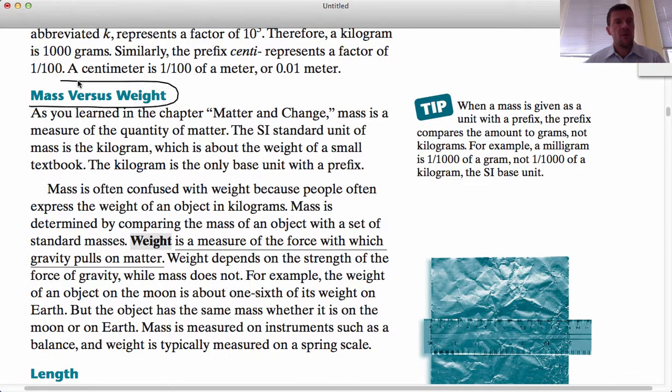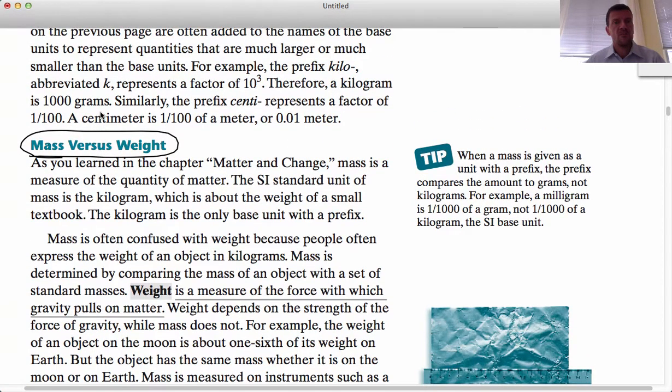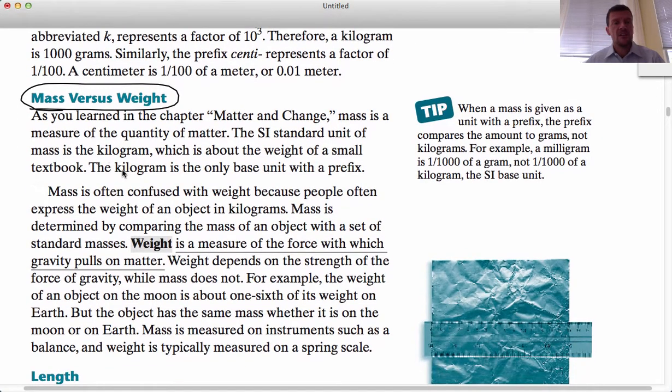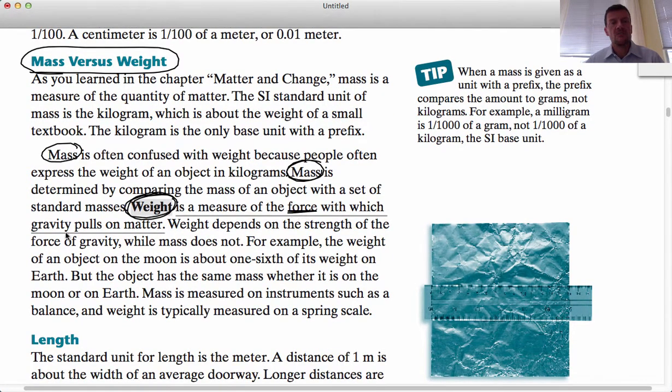I think I've mentioned this before, maybe in the previous video, but it is important for you to understand the difference between mass and weight. Mass is just the amount of stuff, the amount of matter in an object. Weight is totally dependent upon the force that is pulling on that matter. So mass does not change if you move an object from one place to another, assuming you haven't removed or added anything to that object. Mass doesn't vary as much as weight does. Weight can vary because it depends on the force of gravity that is pulling on it.